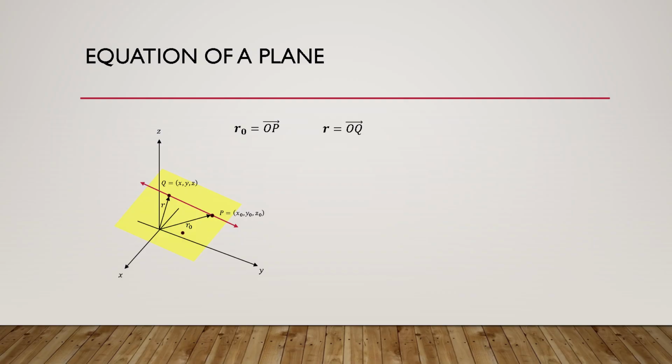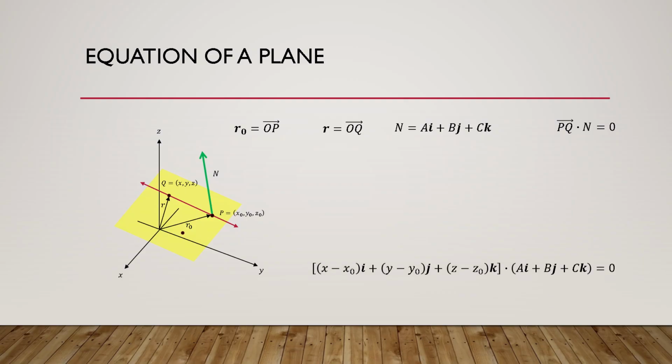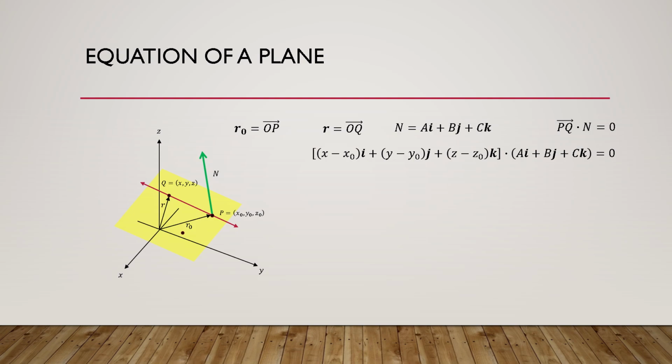If we then establish a normal vector n, where n equals ai plus bj plus ck, and is perpendicular to the plane, then the dot product of vector PQ and n equals 0. The equation can then be expressed as (x minus x sub 0) i plus (y minus y sub 0) j plus (z minus z sub 0) k, dotted with ai plus bj plus ck, equals 0. We take this dot product to get a times the quantity of x minus x sub 0, plus b times the quantity of y minus y sub 0, plus c times the quantity of z minus z sub 0, equals 0. We'll next distribute our parentheses.